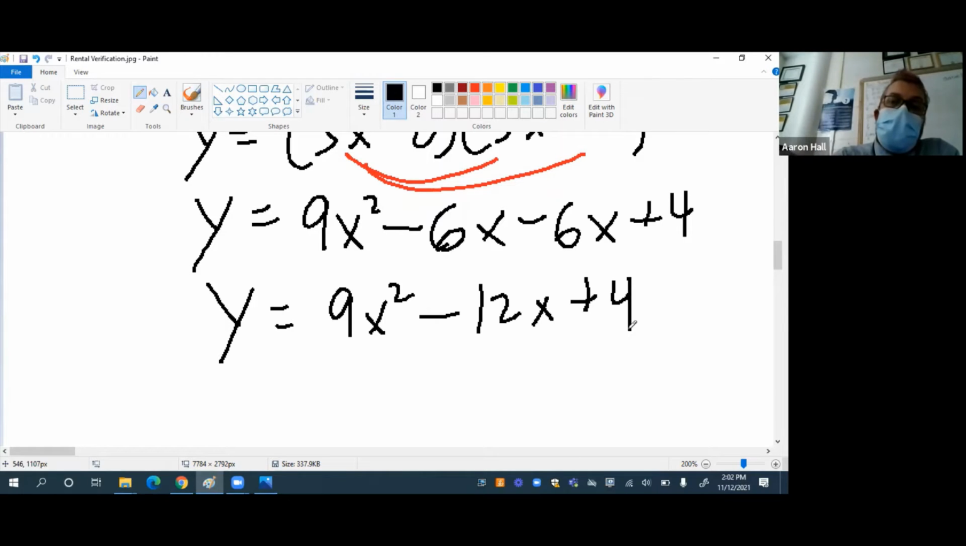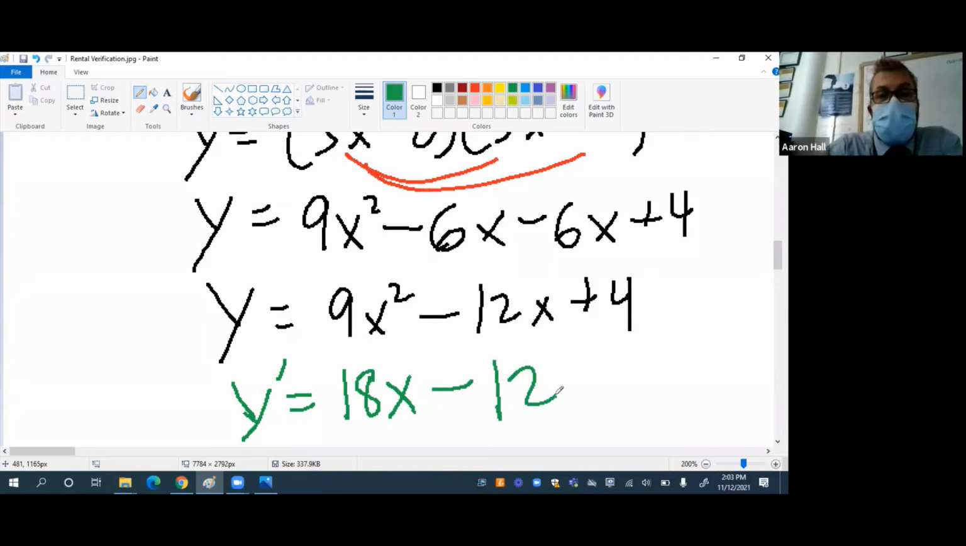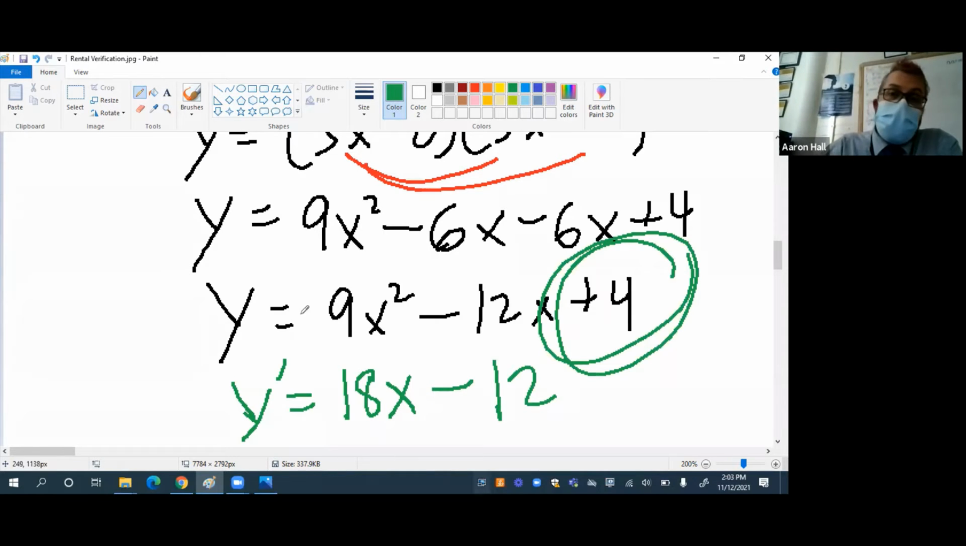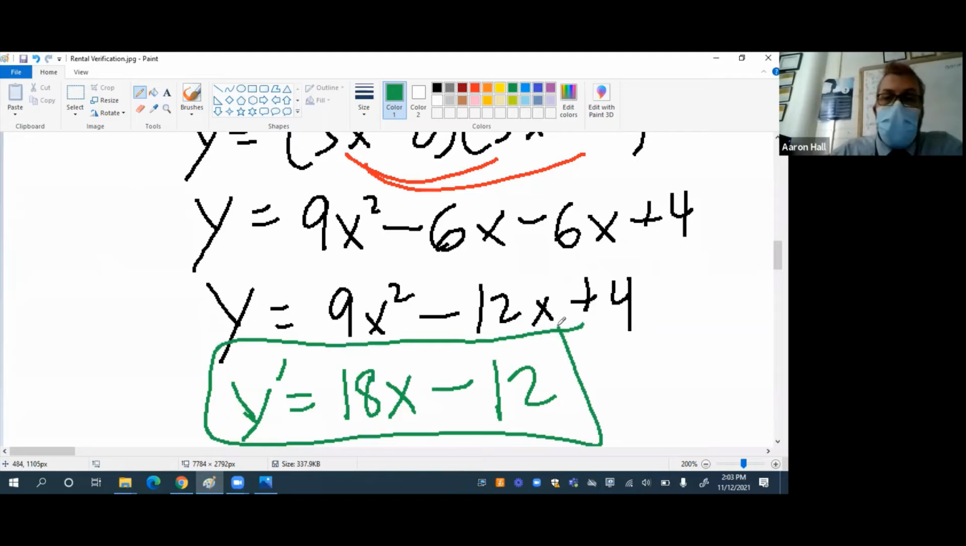If we're going to take the derivative of this, we don't have to do any fancy math. We just do the power rule for each one of the terms. What is the derivative of this term? 18x, good. The next one? Minus 12. And what about this? Yeah, the derivative of a constant is just 0. So we're left with this as our derivative.